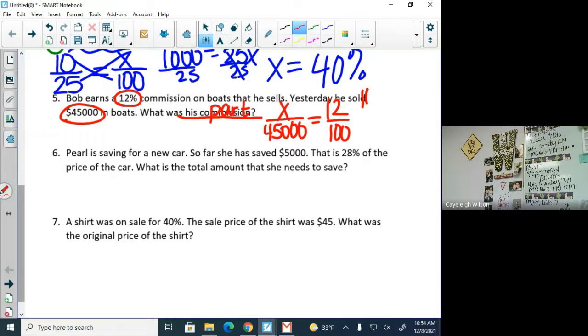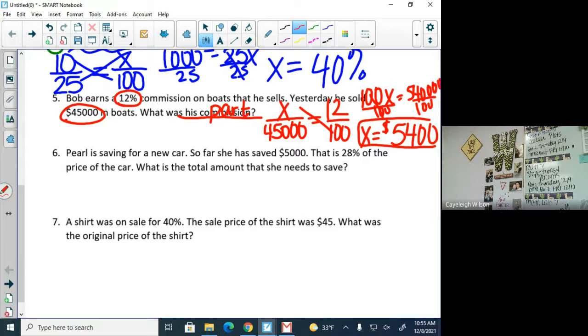So X times 100 is 100X. 12 times the 45,000 is 540,000. Divide by 100. And his commission was $5,400. Is that reasonable? I got it right. Yes, because if he sold $45,000, it is very reasonable that he would get $5,400 of that.